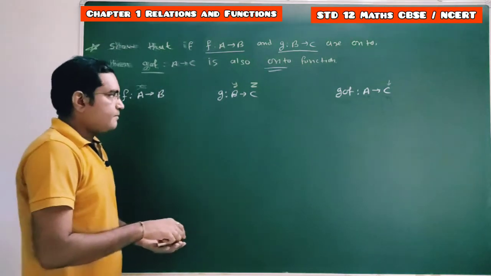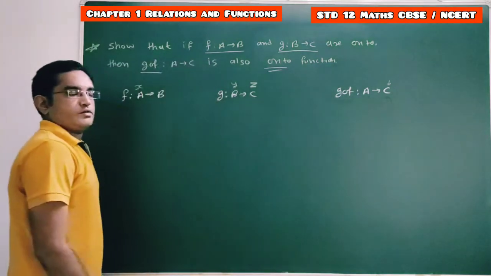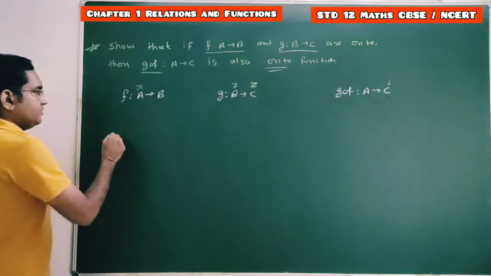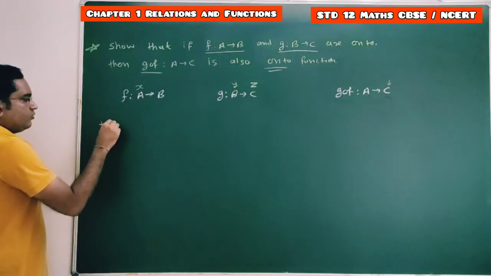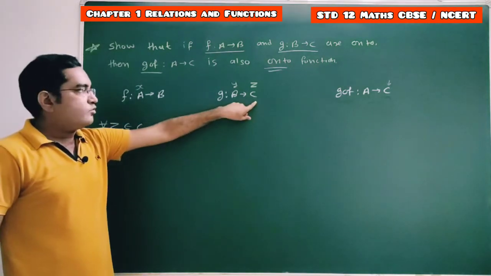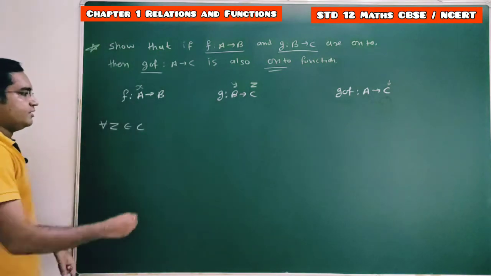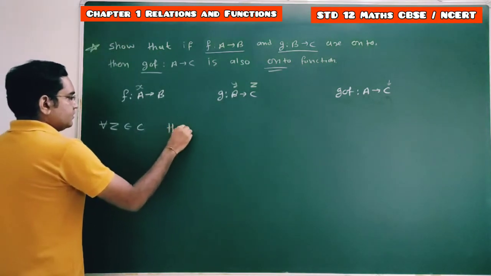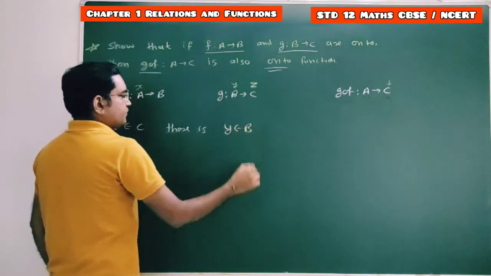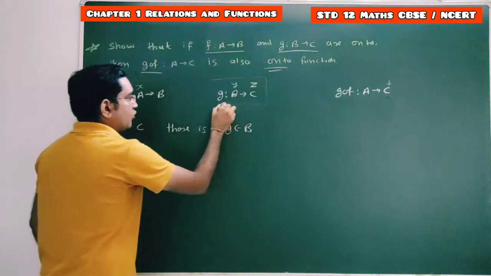So here we have to prove this GOF is an onto function. Let's start with this C. That means for all the z belongs to C, all the elements of this codomain of this function g, there is some y belongs to B. Why? Because we are given that this function g is an onto function.